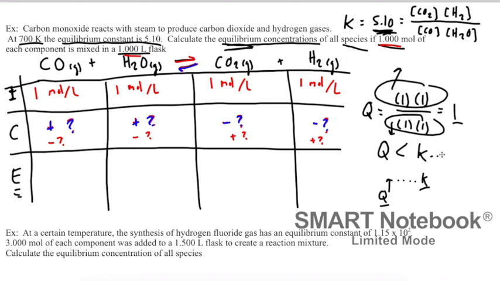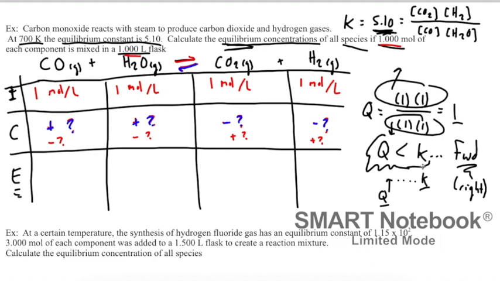I've just determined, therefore, that the forward reaction is going to occur most significantly now. This system will shift to the right. The system will shift to the right because I have too few products. My Q value is too small, okay?